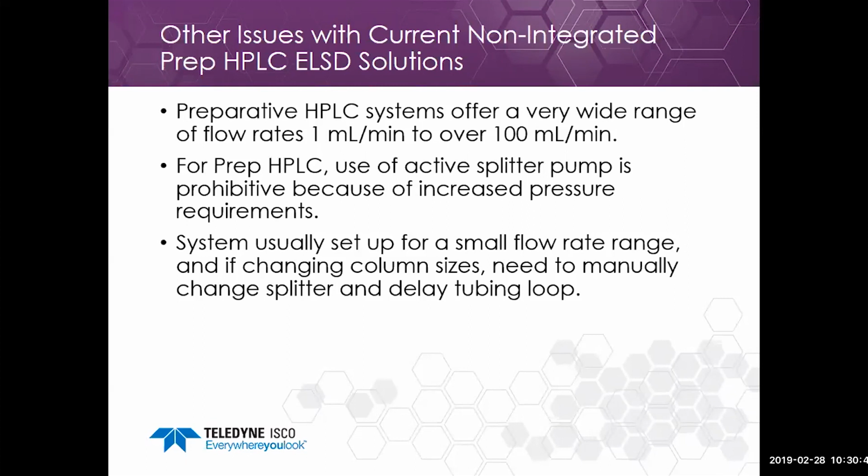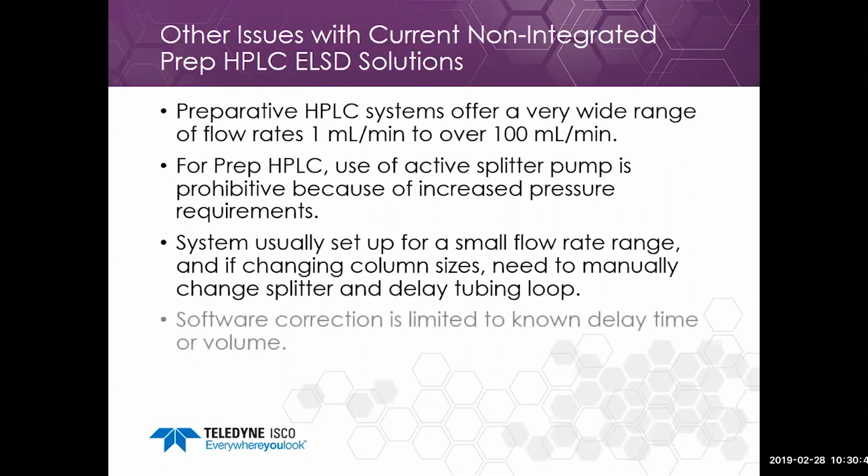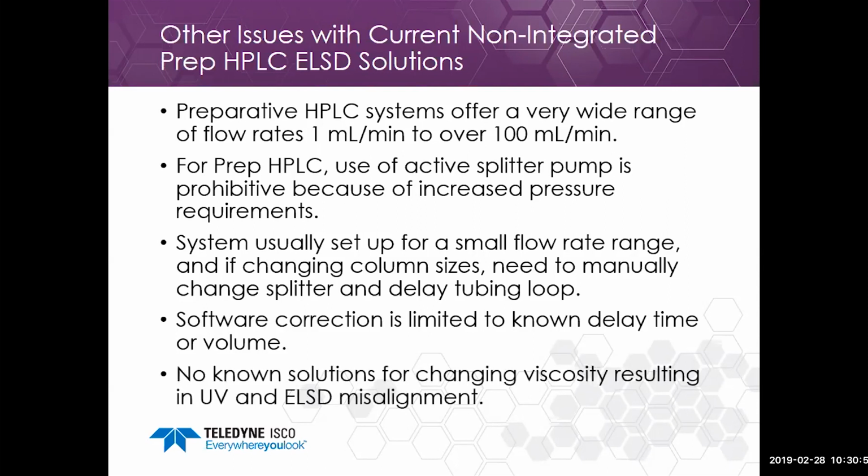And that would require you to manually change the splitter and delay tubing loops. So that creates an added difficulty in getting the system set up. Software correction is limited to a known delay volume and time based upon those delay loops, and that's something you'd have to change when you change the delay loop.